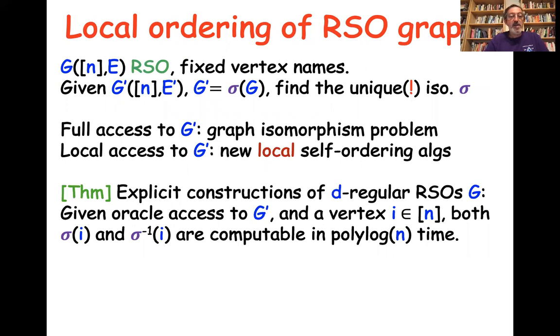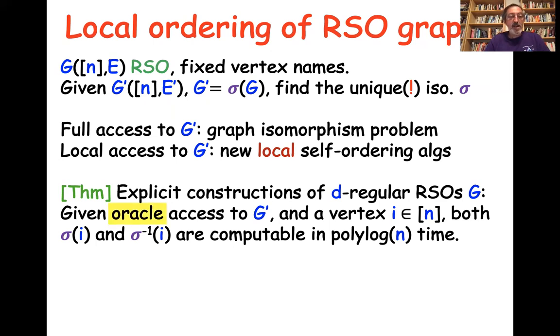So more specifically, the theorem is that you have explicit constructions of d-regular graphs, which are RSOs, and given oracle access to any G prime isomorphic to G and a vertex I, we can compute both the image and the pre-image of I under this unique isomorphism sigma. So this is computable in polylog time as well.